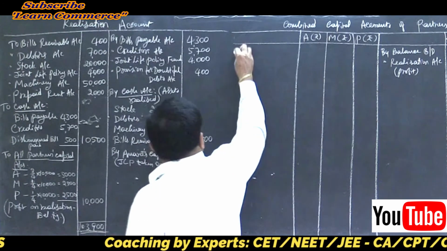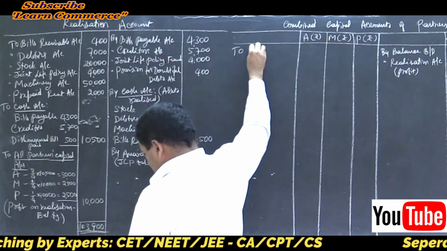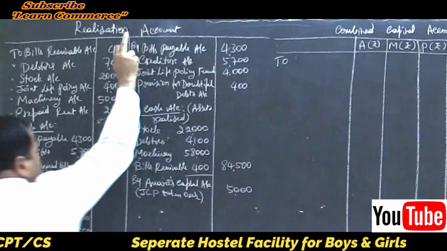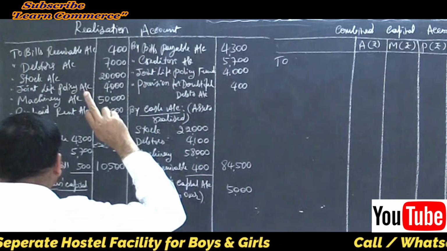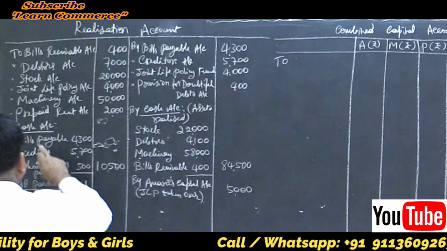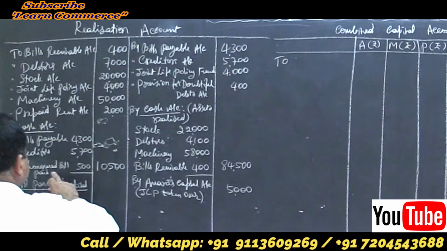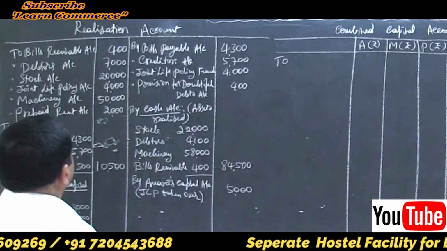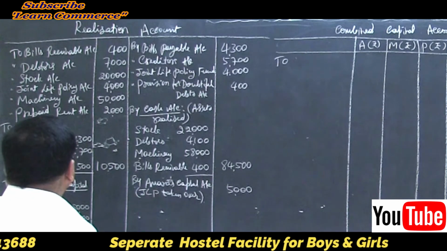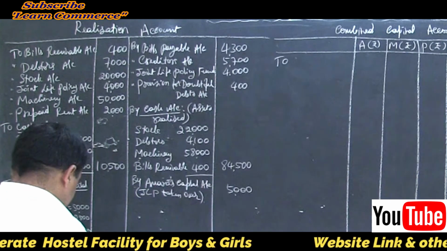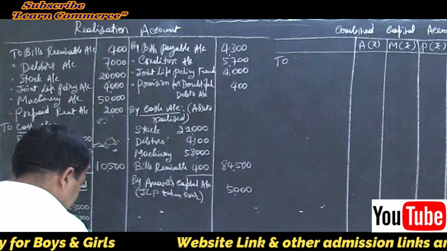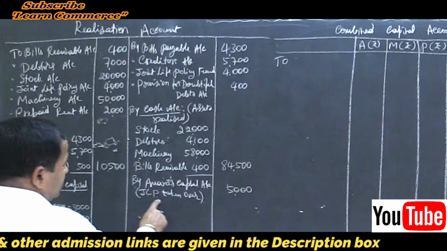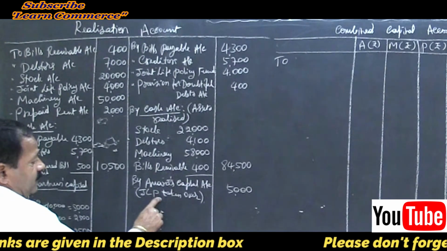Liability taken over by a partner. So to Amara's capital account, sorry, realization account. See, realization account to where the entry is. Whether you give the entry. 5,000. Yes, Amara's capital account here, it is given.